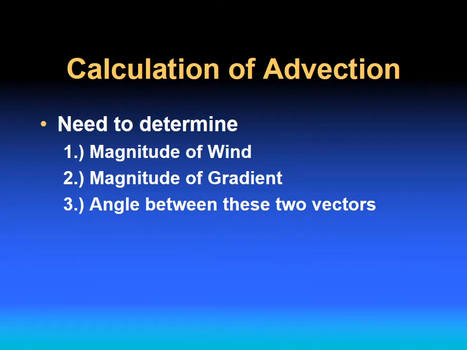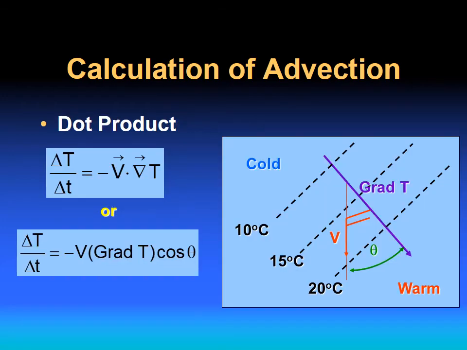So to figure out advection, you need to know the magnitude of the wind, how strong the wind is, the magnitude of the gradient, and the angle between those two. Okay, so what we're going to do is actually calculate the dot product. The dot product is a kind of multiplication between two vectors. And it requires that you know the angle between those two vectors. So that's what the cosine theta is.